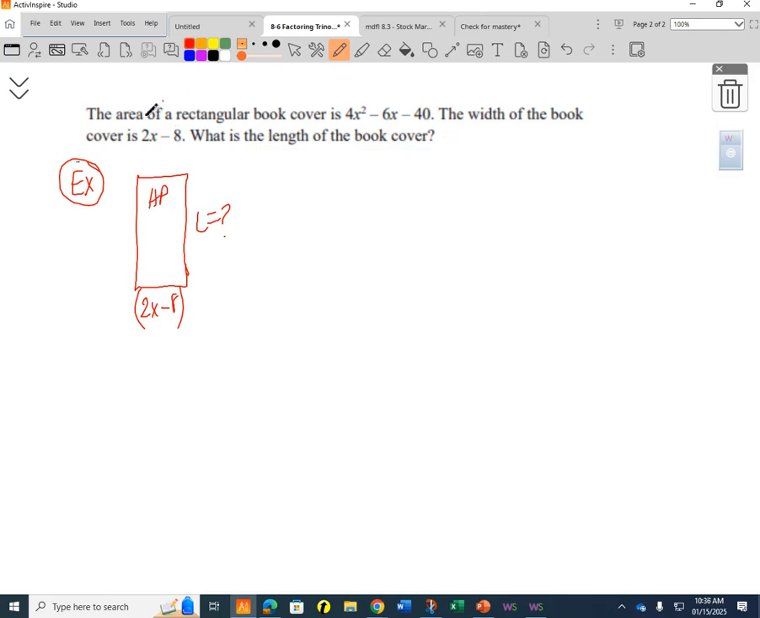The information that they give us that allows us to find the length is this area. Remember, the area of a rectangle is length times width. So you're writing everything that I'm writing. So we know that 2x minus 8 times another binomial is going to equal the area, 4x squared minus 6x minus 40. So we've got to figure out what is the length. Any questions?